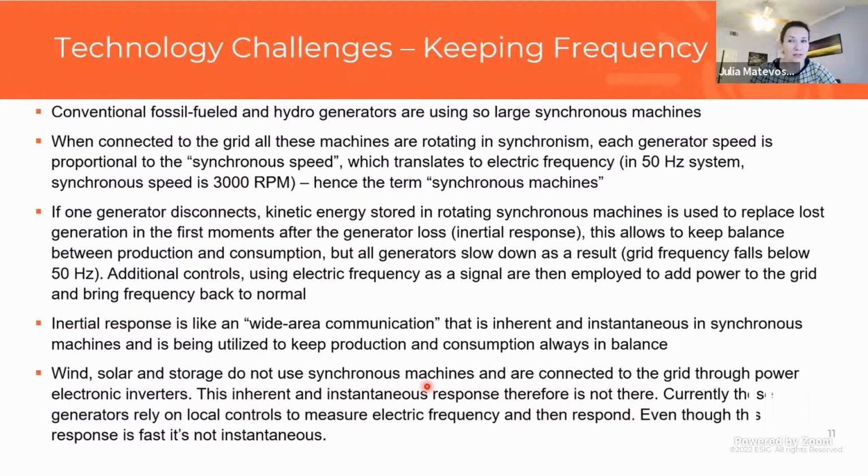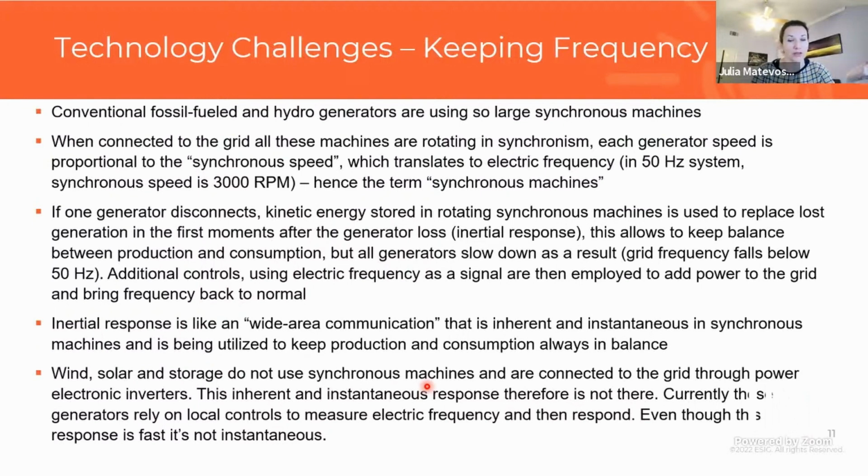So what it does is, when one generator on the grid disconnects because of, say, some malfunction, there is kinetic energy stored in the rotating masses of these synchronous machines. These are large rotors, and they have kinetic energy. This energy is used to replace lost generation in the first moments after it happens, and this is also called inertial response. This allows us to keep balance between production and consumption. Production and consumption should always be in balance.